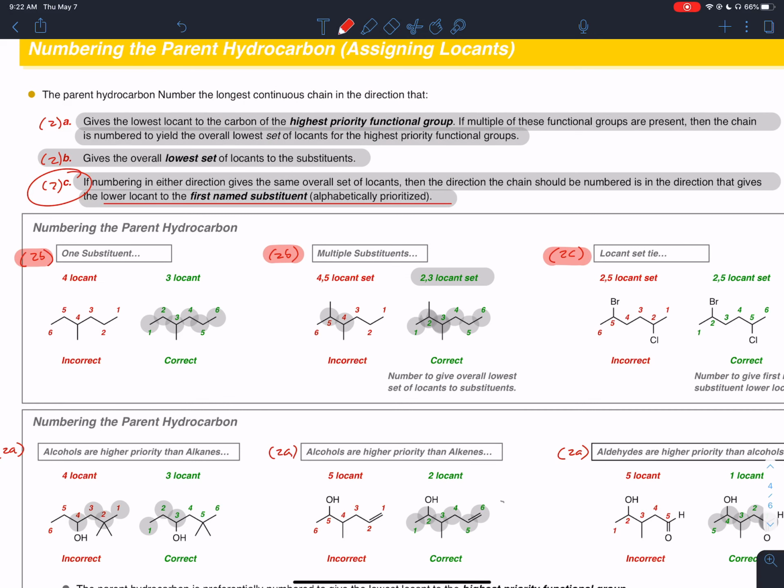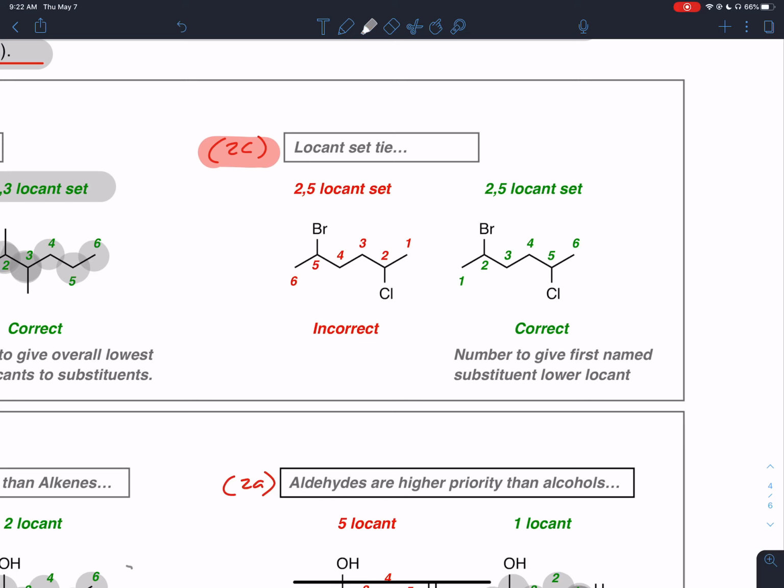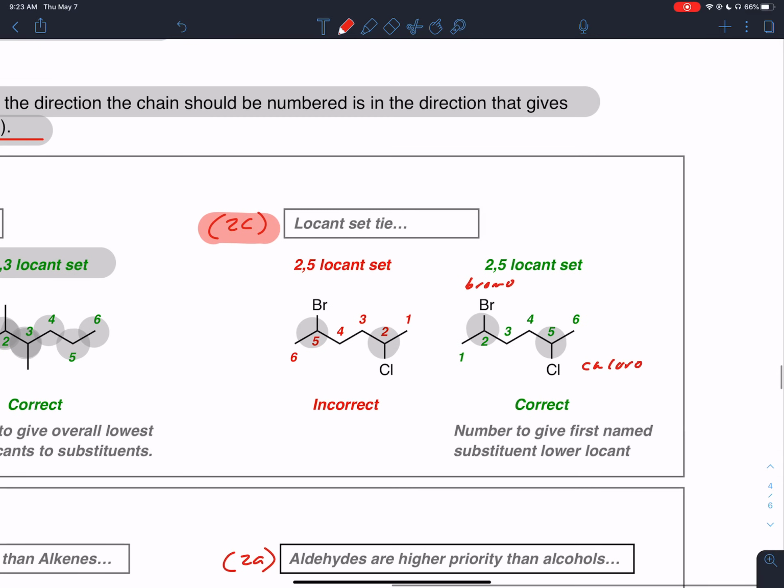Here's a situation where you have a locant set tie. Numbering in either direction gives you a 2, 5 locant set to the substituents, and the correct numbering will give the first named substituent the lowest locant. Okay, so we have a bromo substituent and a chloro substituent, and accordingly, we would name this compound and number it in the direction that gives the first named substituent, the bromo substituent, the lower locant. Let's just build that name real quick. We have a bromo substituent, we have a chloro substituent, we have an alkane, so ane is our functional ending. We have 6 carbons, so hex is our alkyl prefix.